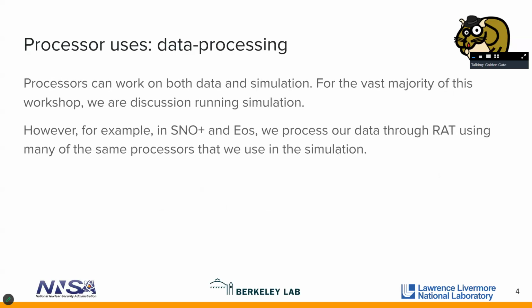This is just a brief aside, but I think it's important to point out that processors work over both data and simulation. For the vast majority of this workshop, we're talking about simulation. But for example, in SNO+ and EOS, we read our data into RAT and process it using the exact same set of processors, minus a couple, that we run on the simulation. So we have literally the exact same set of code running on our data as we do on the simulation.